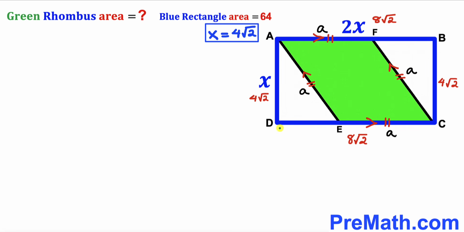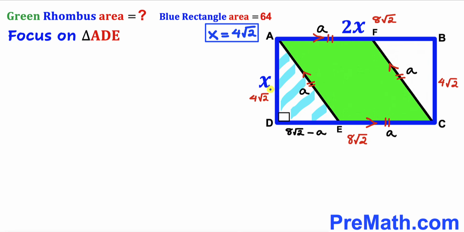Now let's make an observation. We know that this whole side CD length is 8 times square root of 2. So this tiny segment DE length is going to be 8 times square root of 2 minus a. Furthermore, this angle ADE is going to be a 90 degrees angle, since we are dealing with a rectangle. Now we are going to focus on this right triangle ADE, and apply the Pythagorean theorem on this triangle to solve for lowercase a.